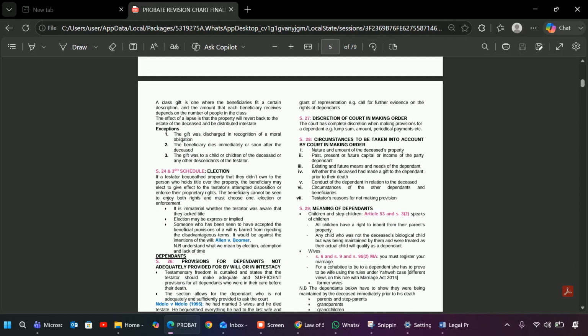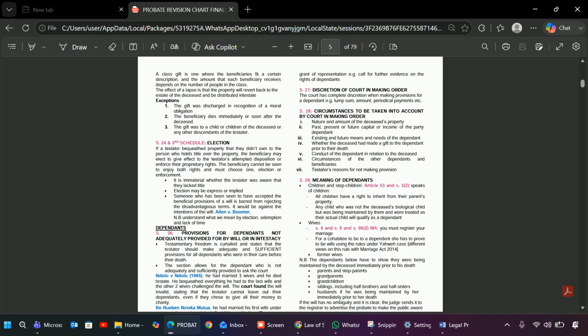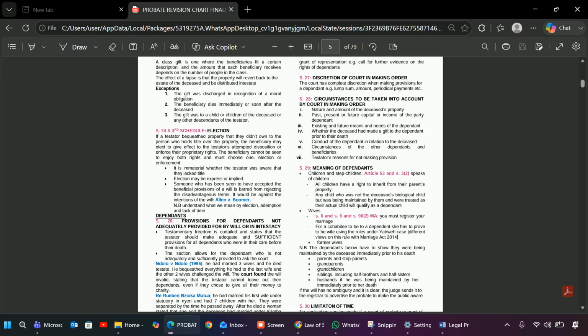Discretion of the court in making an order. Pursuant to Section 27, the court has complete discretion on making provisions for a dependent. It can either award a lump sum amount or periodical payments. What are the circumstances to be taken into account by the court in making the order?